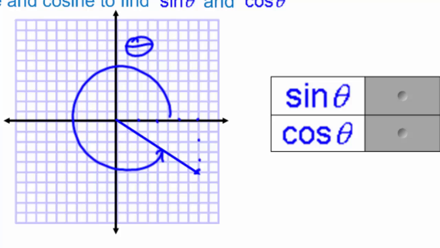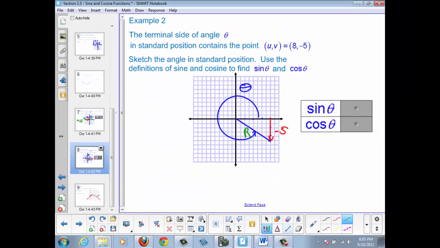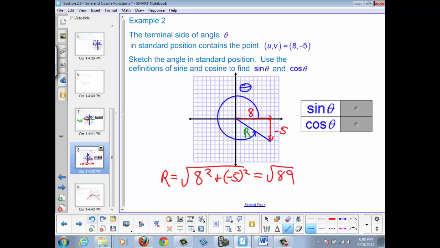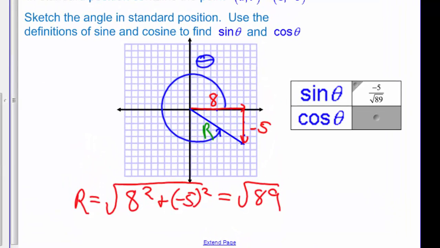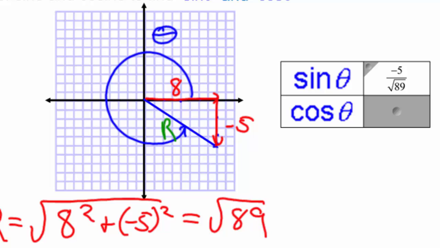The sine of theta would be the vertical distance, which is negative 5, over r. To calculate r, we're going to have to use the Pythagorean theorem. We know that this is 8, and this is negative 5, so r is going to be the square root of 8 squared plus negative 5 squared, which would be the square root of 89. The sine would be the vertical distance over r, so it turns out to be negative 5 over root 89. And the cosine would be the horizontal distance over r, or 8 over root 89.